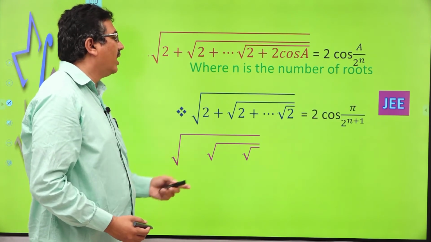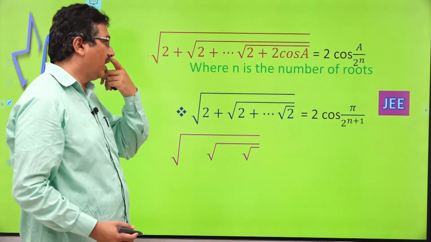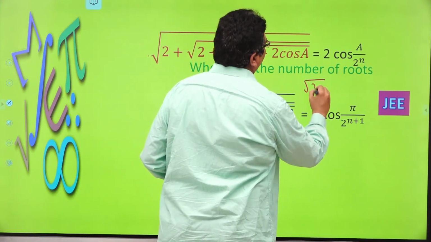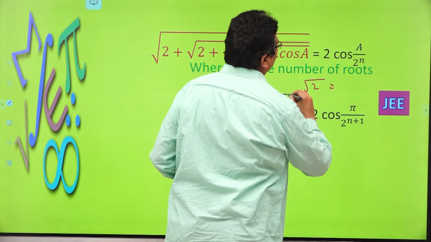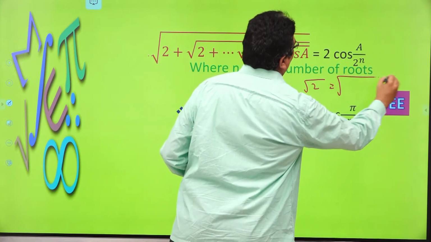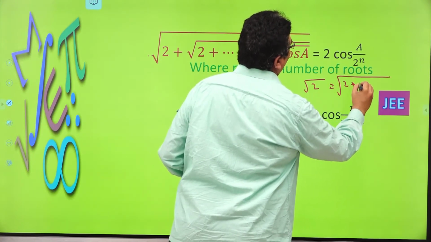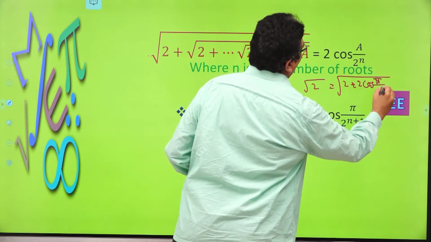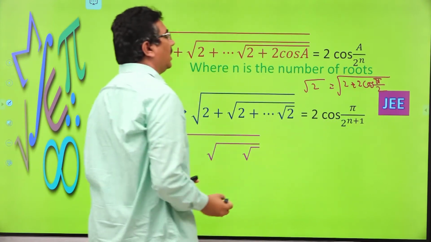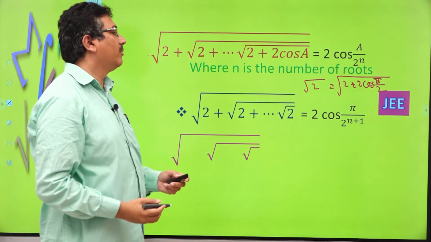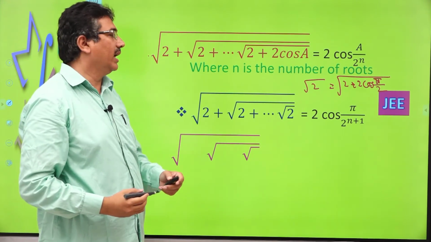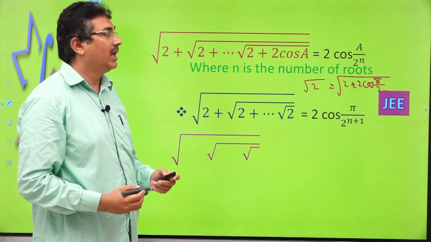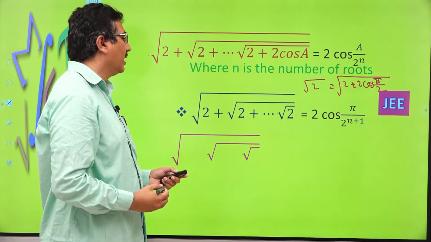What is the value of this? In the last term, here root 2 can be written as square root of 2 plus 2 cos pi by 2. By applying the previous result, we get 2 times cos of pi by 2 power n plus 1.